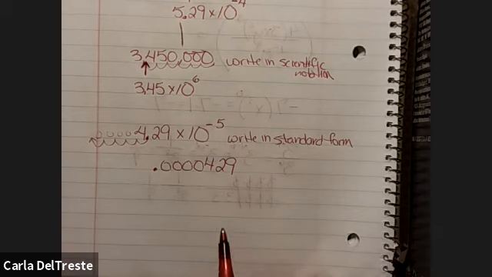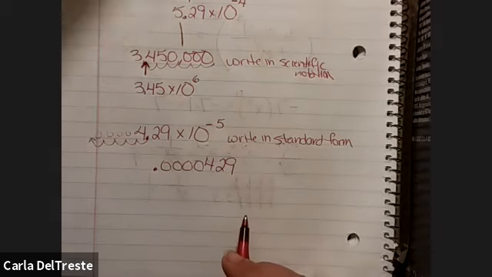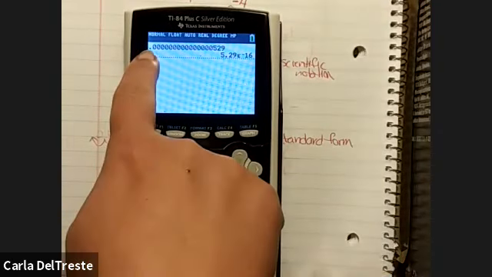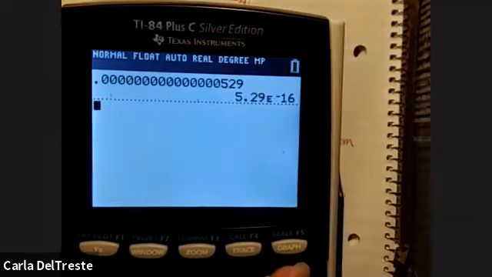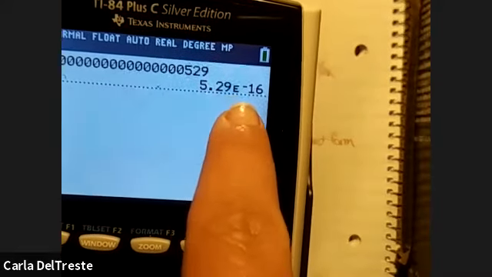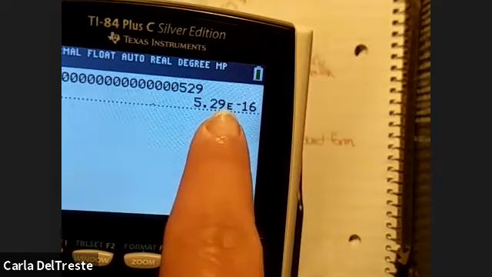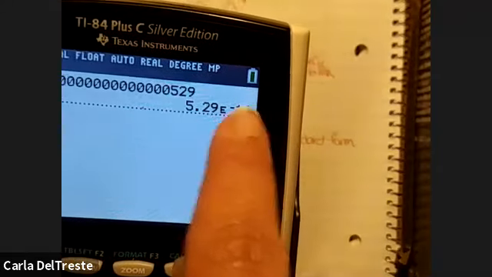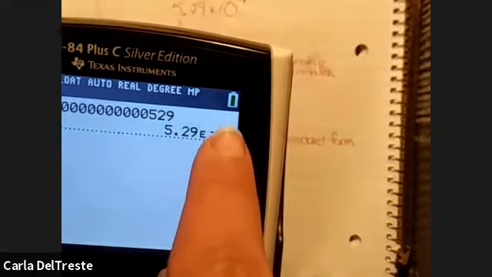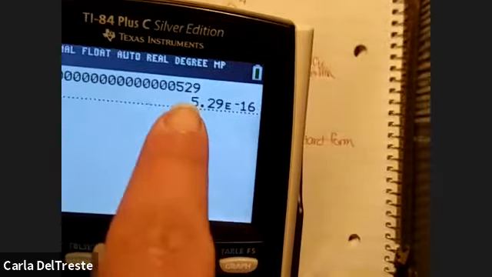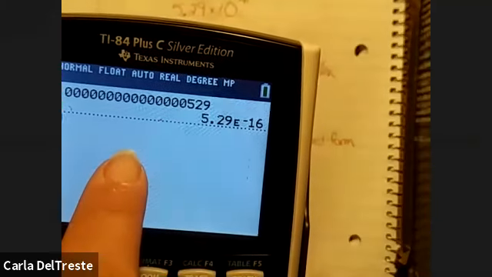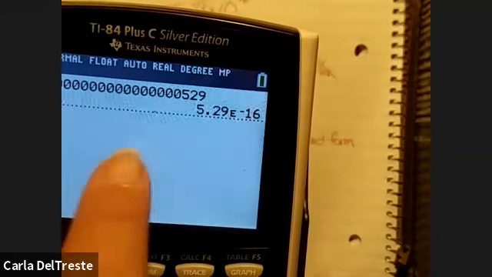Why is this important? Well, your calculator may not have the capacity to give you an answer as a decimal, okay? For example, look at what I typed in here. I typed in 0.000000529. And when I press enter, the calculator tells me that I typed in 5.29e negative 16. This e is the calculator's way of doing the times 10 to the. So 5.29e negative 16 is just like writing 5.29 times 10 to the negative 16th power. This is important because your calculator might give you these kinds of things as an answer, and you have to know how that translates, okay? So make sure that you're using your calculator wisely.